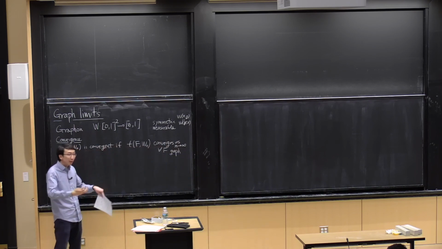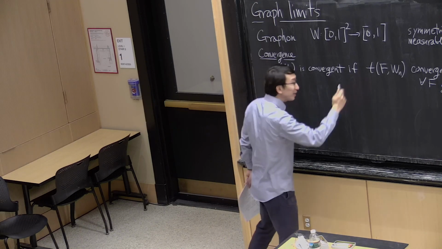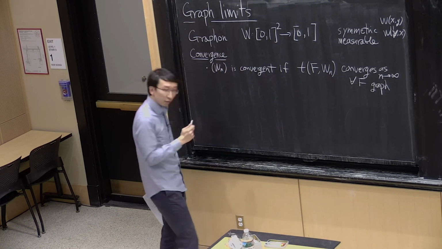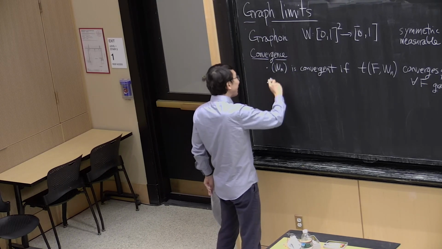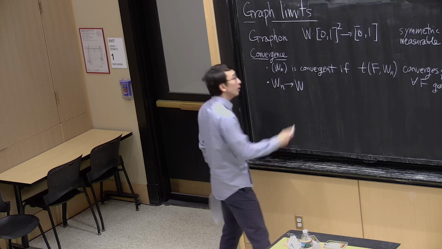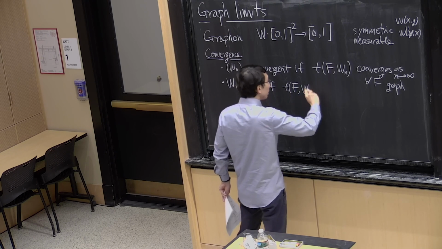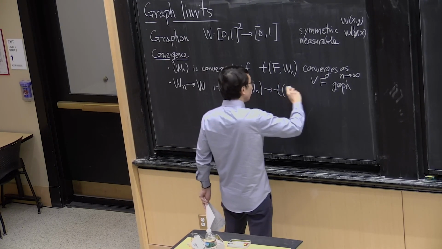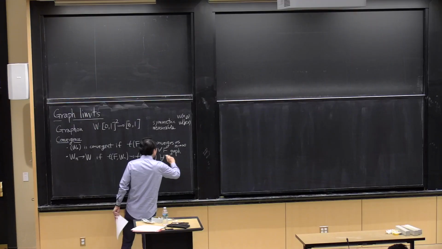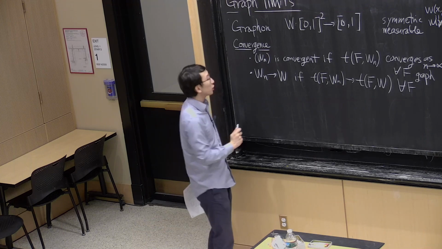A sequence of graphs or graphons converges if all the homomorphism densities, which you should think of as subgraph statistics, converge. We also say that a sequence converges to a particular limit if these homomorphism densities converge to the corresponding homomorphism density of the limit for every F. So this is how we define convergence.